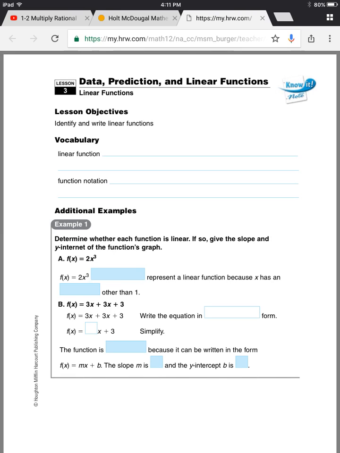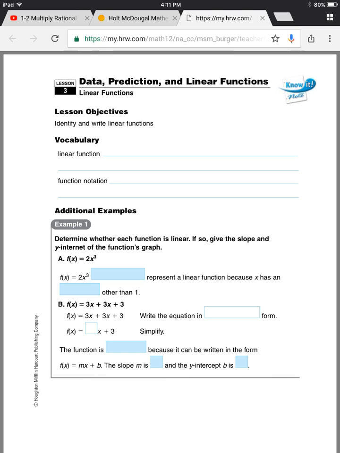Alright, today we have linear functions. We're going to identify and write them. Doesn't that sound like a load of fun and goodness? Okay. A linear function is a function whose graph is a straight line. Linear means straight. A linear equation is a straight line.